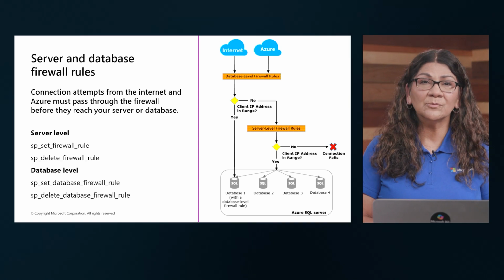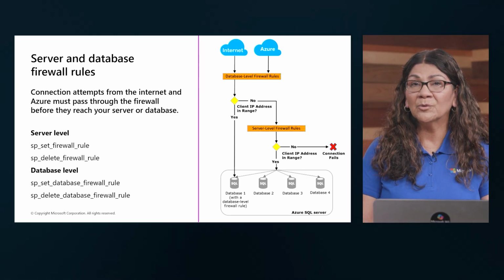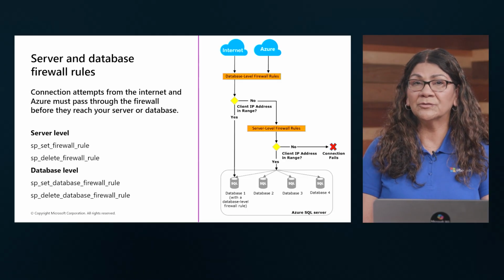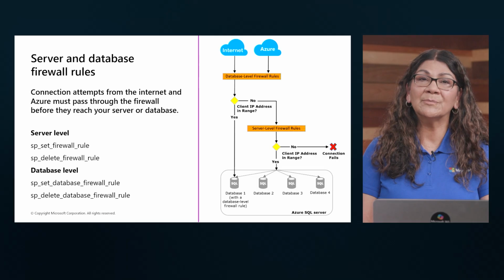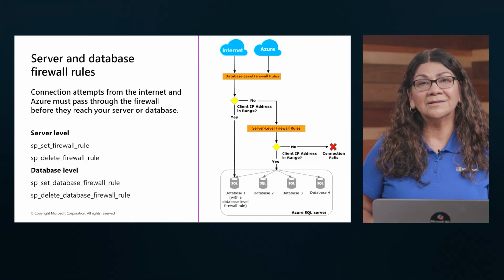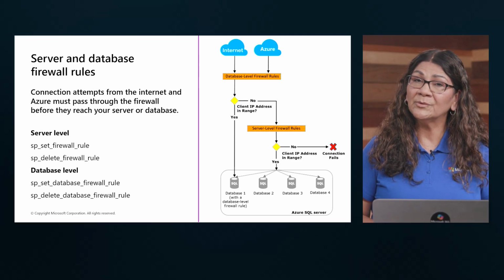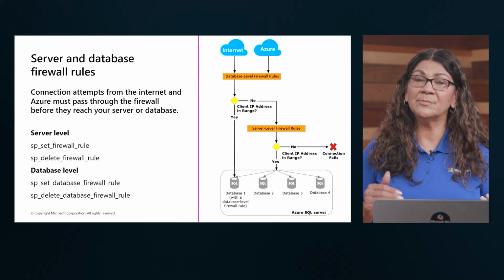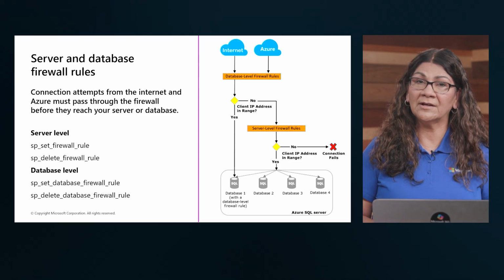If the address isn't within the range of the database-level IP firewall rule, the firewall checks the server-level IP firewall rules. And if the address is within the range of that server-level IP firewall rule, the connection is granted. Server-level IP firewall rules apply to all databases managed by that server. If the address isn't within the range that we've specified for either the database or the server-level IP firewall rule, the connection request will fail.